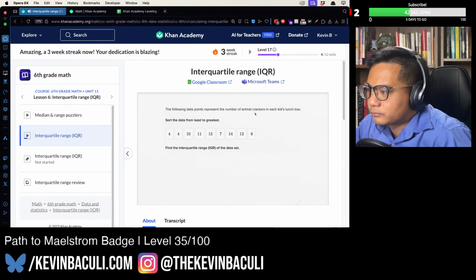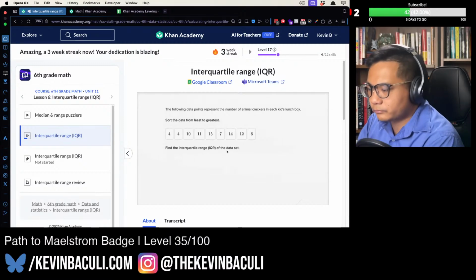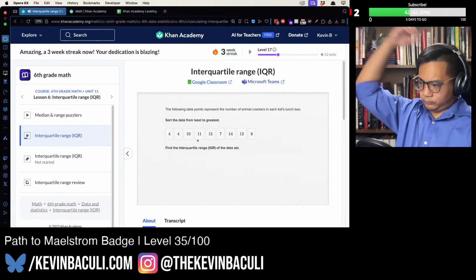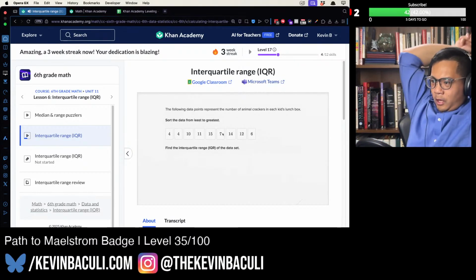The following data points represent the number of animal crackers in each kid's lunchbox. Sort the data from least to greatest, and then find the interquartile range of the data set, and I encourage you to do this before I take a shot at it. All right, so let's first sort it. And if we were actually doing this on the Khan Academy exercise, you could just click and drag these numbers around to sort them, but I'll just do it by hand.